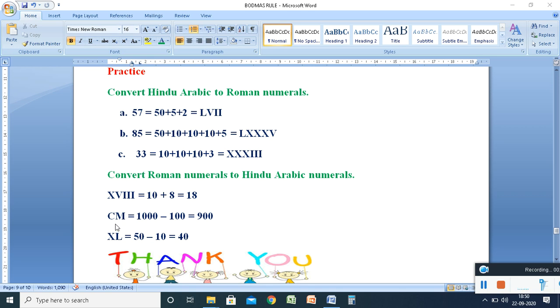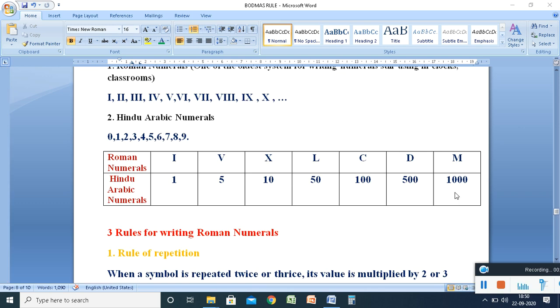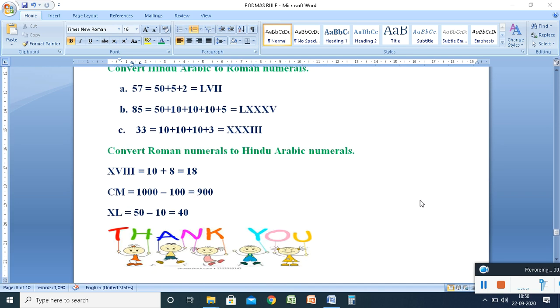And what about this CM? M value, I already told you in the box, is 1000, and C value is 100. So compare the numbers. C has the lower value, so that symbol is on the left-hand side. When the smaller value symbol is on the left-hand side, you have to subtract, right? So 1000 minus 100 equals 900. So CM is nothing but 900.